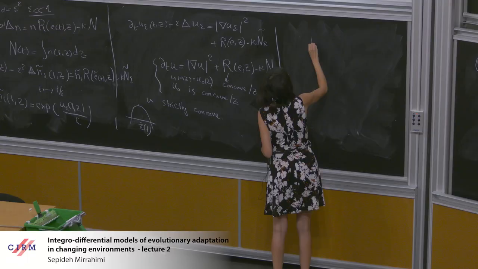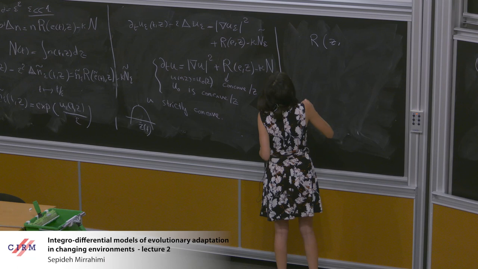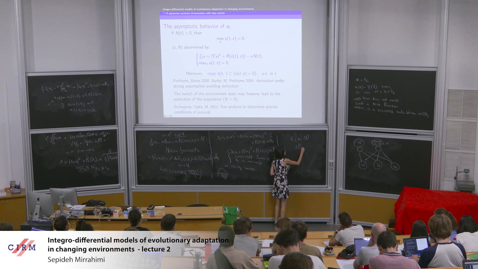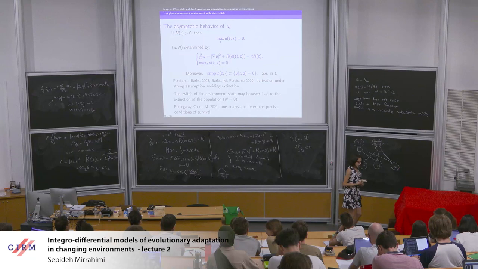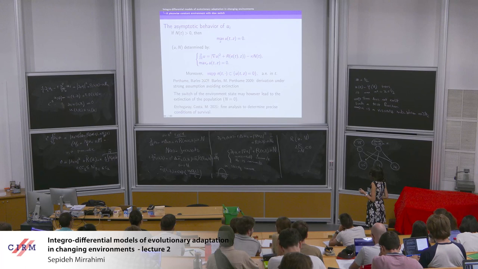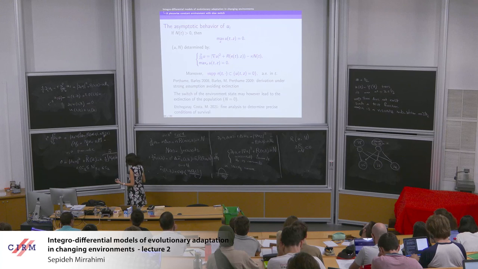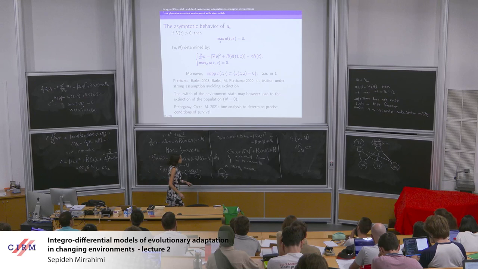So let's forget about E because it doesn't have an importance at this level. And you can have just a function of Z and capital N, where R is a decreasing function with respect to N. Then this Hamilton-Jacobi equation with constraint still has a unique solution. But the uniqueness problem is not trivial. In some particular forms of R, it was proved by Barles and Perthame in 2008, but it was very restrictive. It was more situations where we are close to this case.